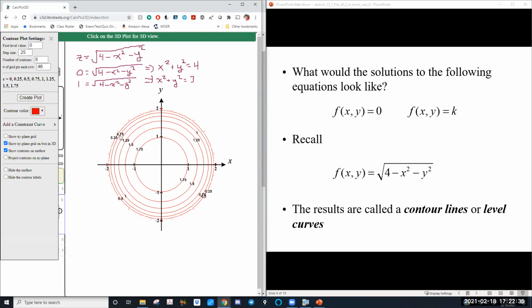Here's a way of thinking of those. Think of these as elevations. So maybe we're looking at a mountain. And these are the elevations of each of these levels, hence the name level curves. Again, contour lines and level curves are used kind of interchangeably.